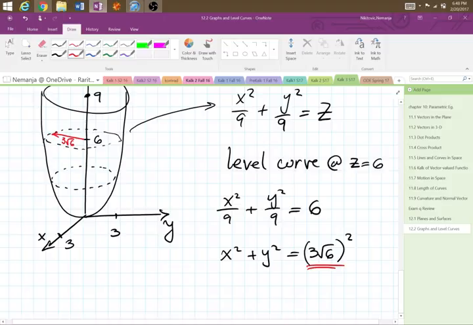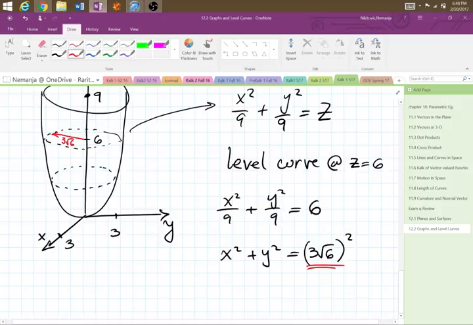Level curves are always plane curves that you obtain when you cut parallel. Traces can cut any way you want, but this is fixed. It has to be z equals a value, and it always cuts parallel to the xy plane. So you can only get slices this way. And yes, it is a trace, but this is a very specific one.